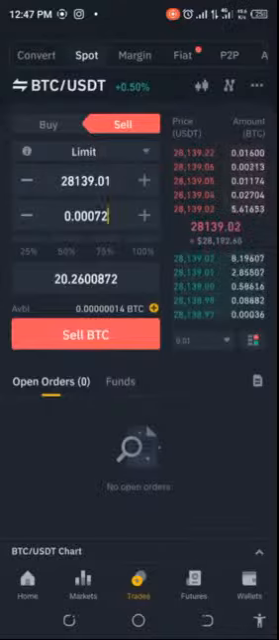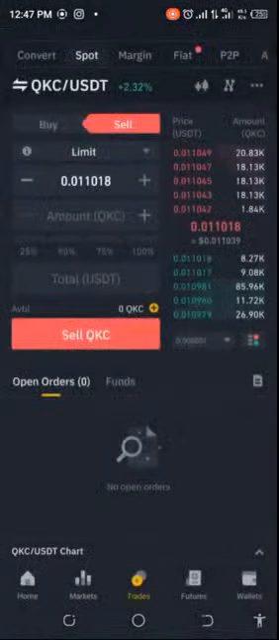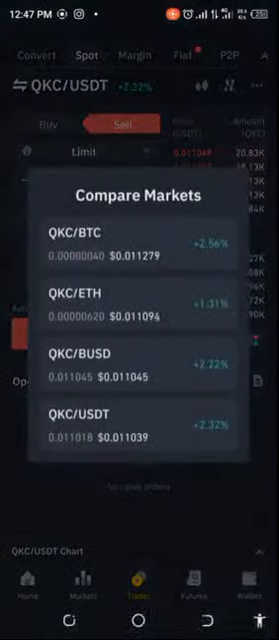This is a triangular arbitrage within Binance. So let's go ahead and do this. Are we ready? Let's hope that this is going to go through fast. Okay, so let's go straight to our QKC USDT. But before we go ahead, let's make sure that everything is still intact.